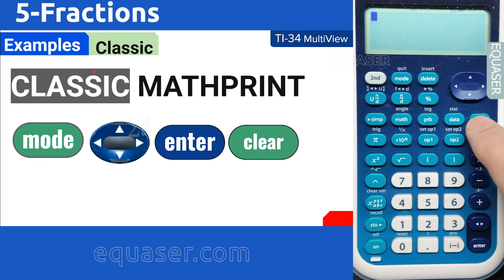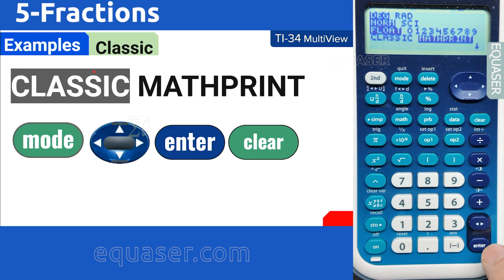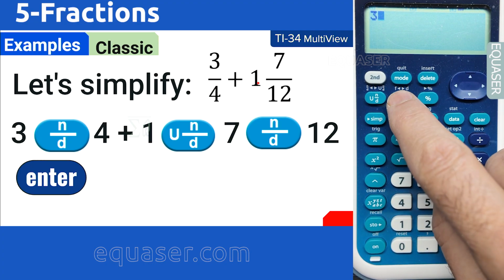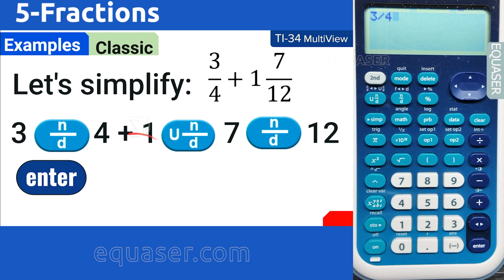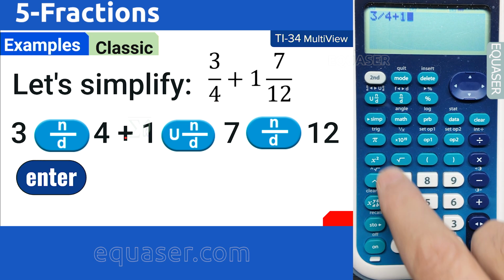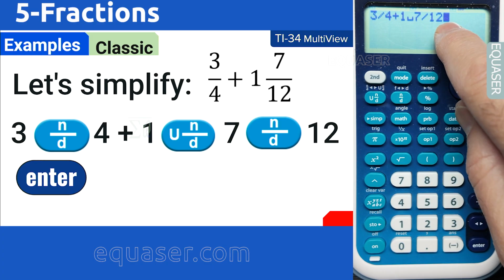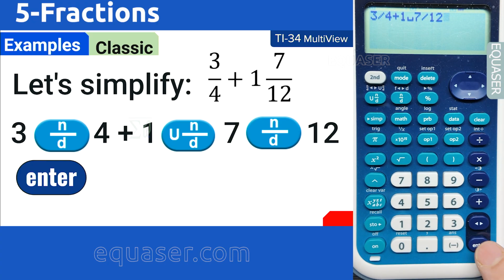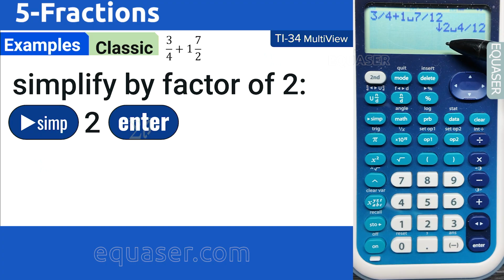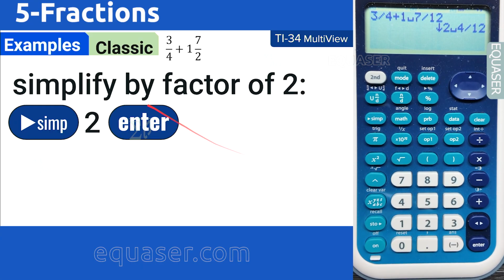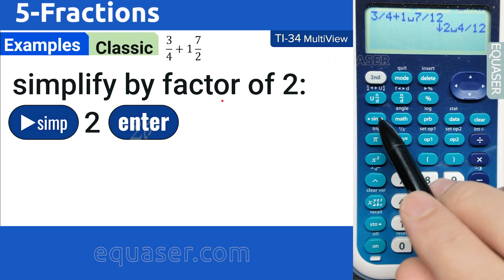If we go to classic mode, come down, classic, enter, clear. Now let's simplify 3 over 4 plus 1. So 3 over 4 plus 1, this button, 7 over 12. As you can see, it's shown totally in a different way, and enter. Now you see the arrow there, which means we can simplify it further, but we can put the condition. For example, simplify by factor of 2. So very useful feature, and this is a simp.